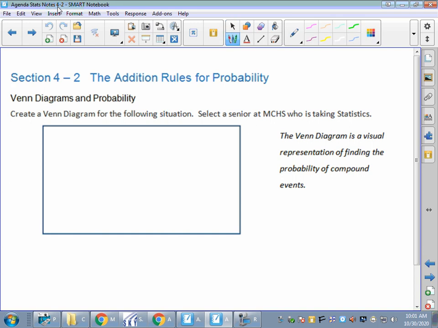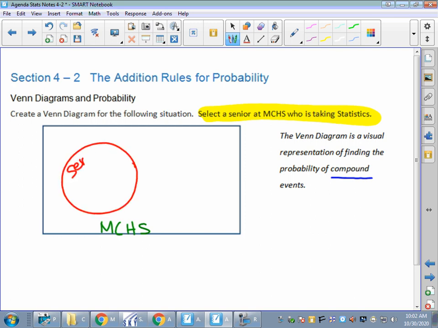So first of all, we're going to do Venn diagrams, which are actually a really interesting and different way to create a visual representation for finding probability of compound events. So compound, remember, is more than one thing happening. So let's say that we want to select a senior at Marine City High who's taking statistics. So this whole box that I put into your notes is all of our Marine City High School students, 100% of the students. Well, 100% of the students are not taking stats and 100% are not seniors, right? So I'm going to create a little bubble right here. This bubble is all of our seniors.